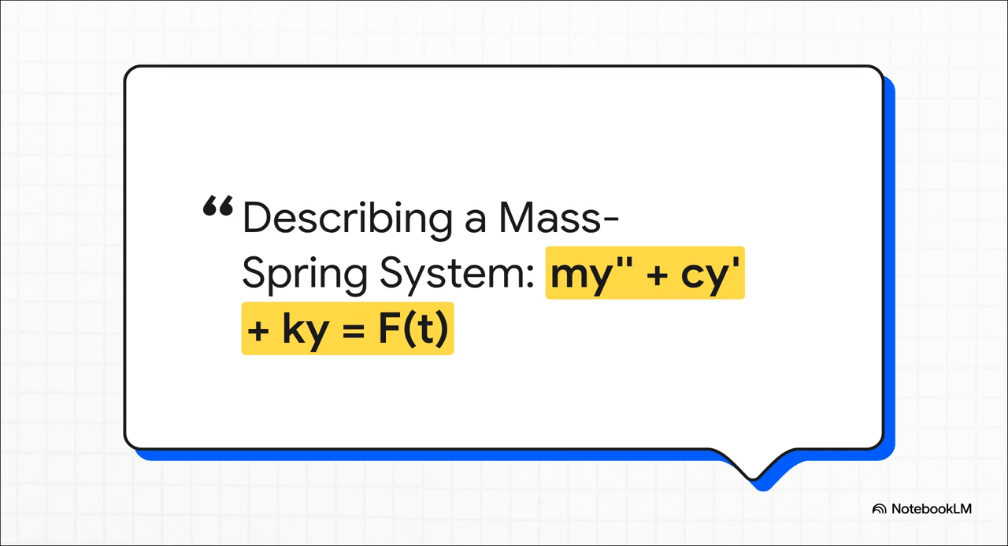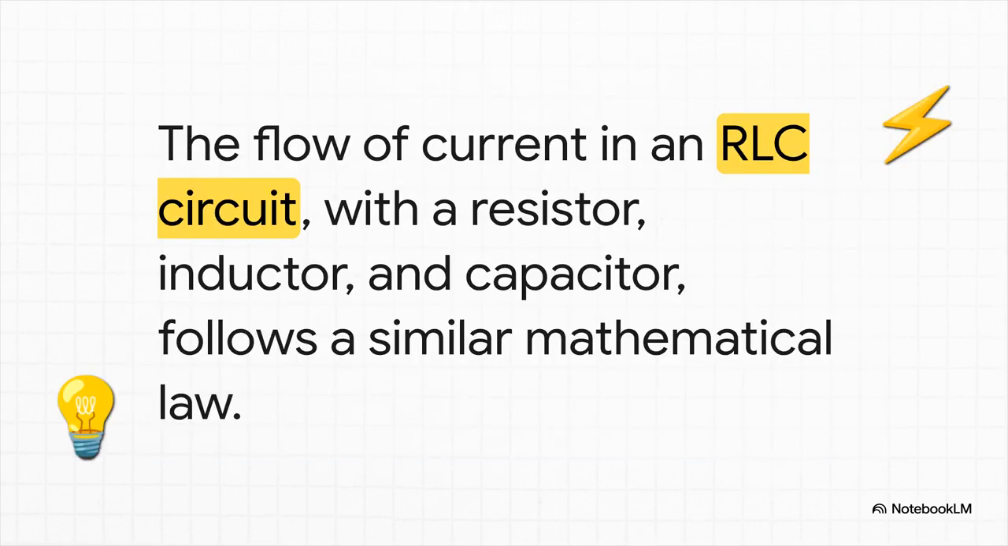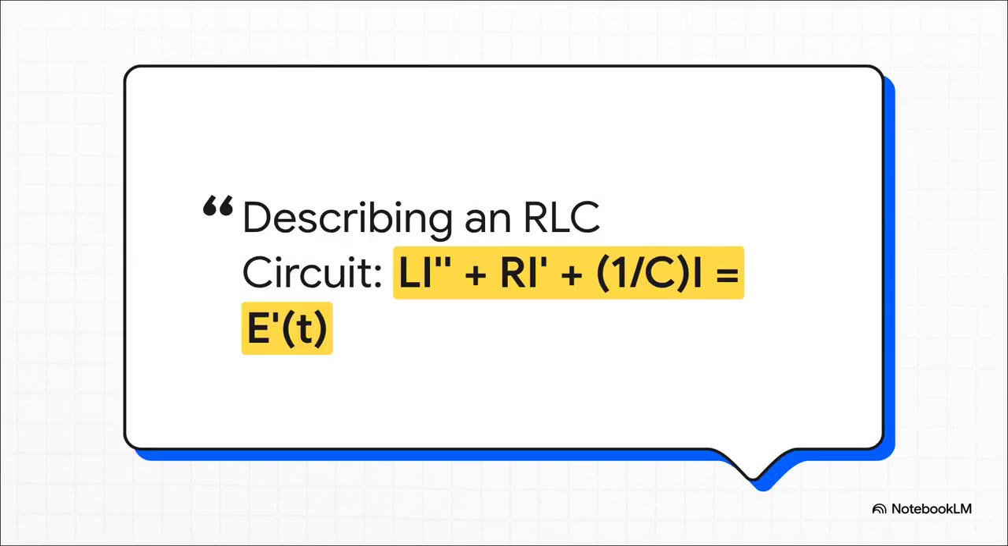It's all right there. All right, now for something that seems totally different. The flow of current in an electrical circuit. Specifically, what's called an RLC circuit, one that has a resistor, an inductor, and a capacitor. Now, take a good look at this equation. It describes the current, which we call I, in that circuit. You've got L for inductance, R for resistance, C for capacitance. Does that structure look kind of familiar?